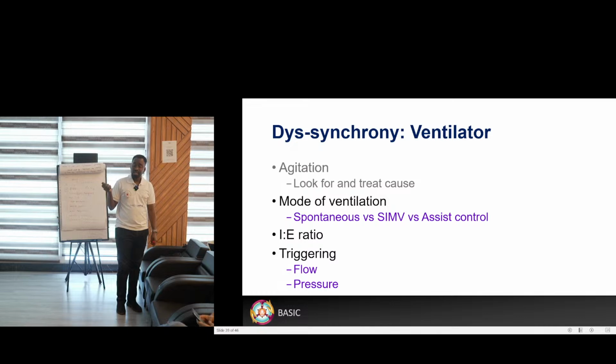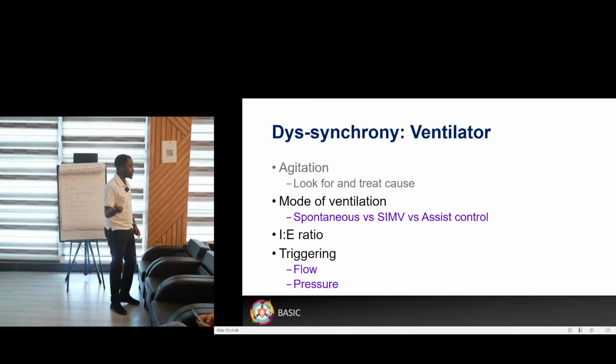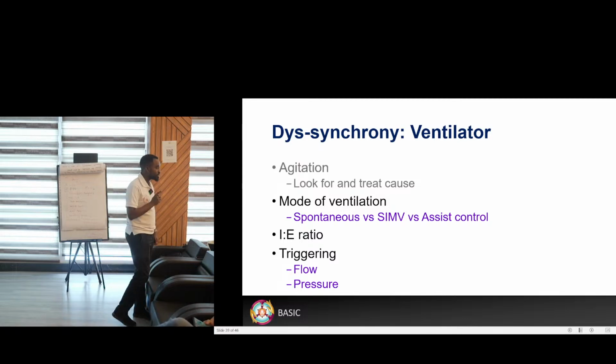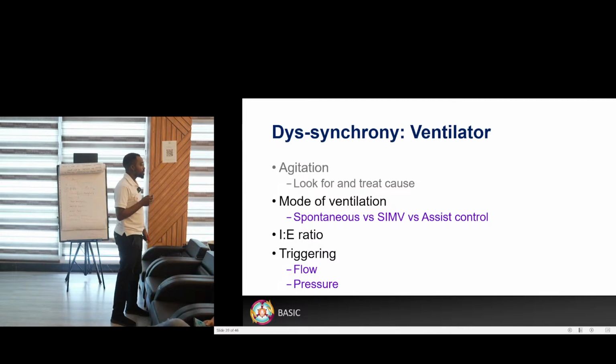And then the IE ratio. Always remember that. Whenever you are adjusting your respiratory rate or your inspiratory time, always be keen to know the IE ratio. Most people forget the IE ratio. They can come in and adjust the respiratory rate, and now you find the IE ratio is 1:4.